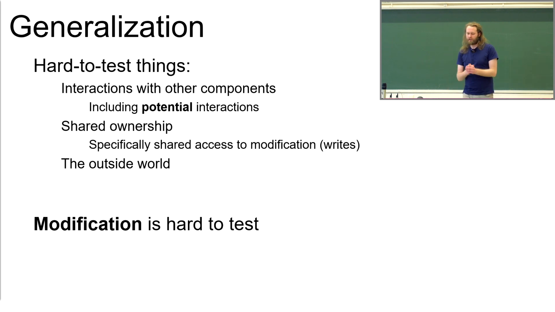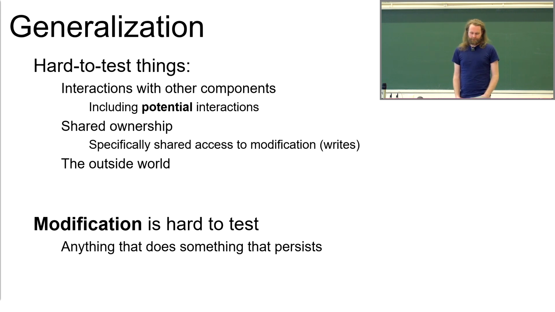But ultimately, the thing that is hard to test is modification. If somebody writes to a shared variable, or you write to your own persistent storage, or there's some shared value of any kind, anything that is persistent and is being modified by someone else, especially, is hard to test. So anything that does something that persists, even if it is yourself, but especially if it is someone else. Make sense? Shared variables, hard to test. Persistent variables, hard to test.